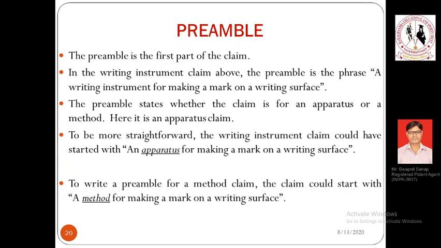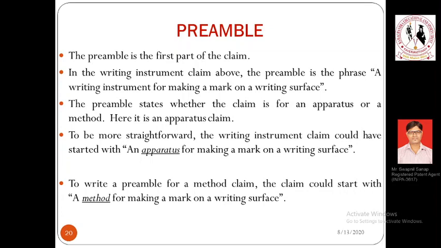It is not mandatory that it has to be this long. It can have a single word also, for example, a pen, or a device, and that can also form a preamble of the claim. The preamble of the claim states whether the claim is for the apparatus or for the method, and whenever the terms are written, it is always written from the perspective of the scope that you are expecting.